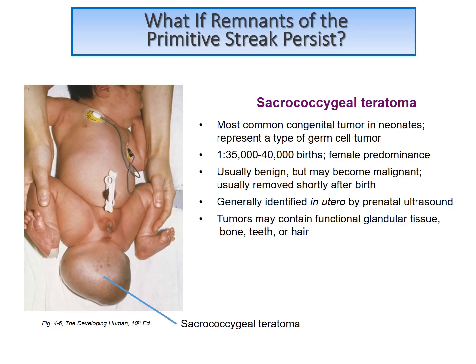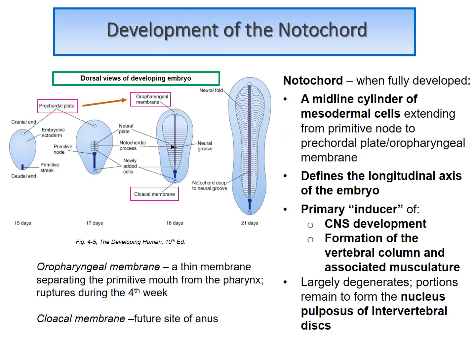These tumors are generally identified in utero by prenatal ultrasound. Because the primitive streak cells are pluripotent, contents of these tumors can include fully functional glandular structures such as pancreatic Langerhans cells, sebaceous glands, bone, teeth, or hair.